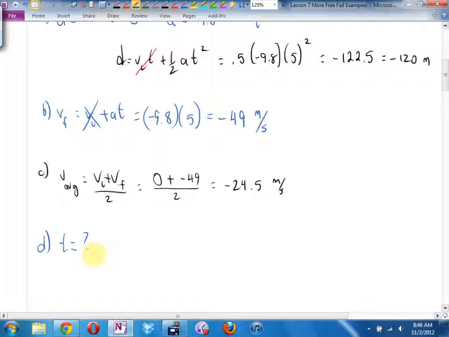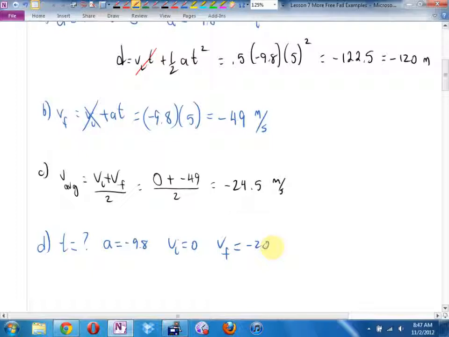Because this is a brand new one, even though I have a lot of my data listed, I'm quickly going to read DFIC. I know A is -9.8. I know VI was 0. Oh, and that -20, that must be VF, right? At this point in time. Not the final when it hits the ground, but we're freeze framing, pausing the video right when it hits 20 meters per second.